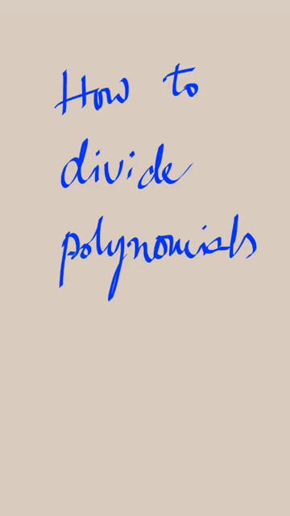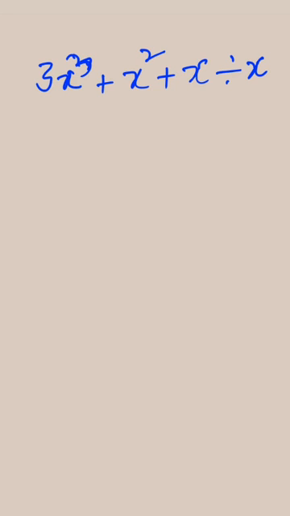So here I am going to explain a few examples. Easily you can understand how to divide the polynomials. Yes, here is a problem: 3x cube plus x square plus x divided by x. So the given polynomial is divided by x. The divisor is a monomial here. So how to divide?